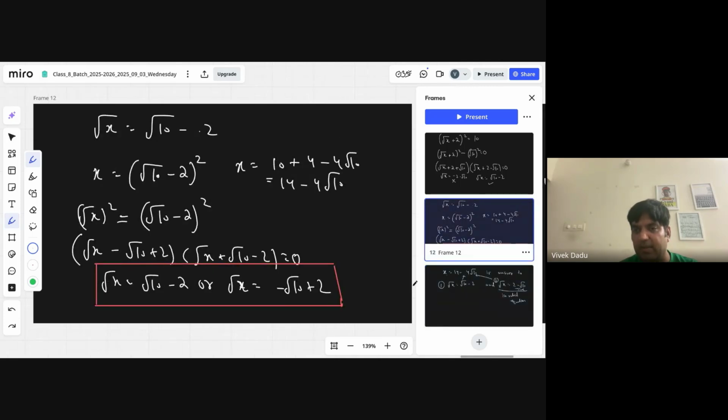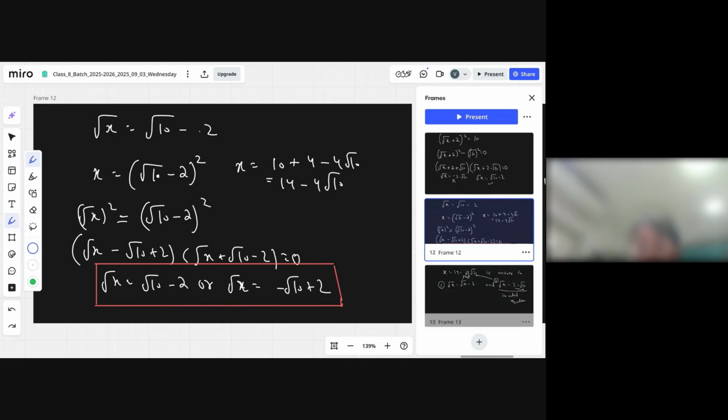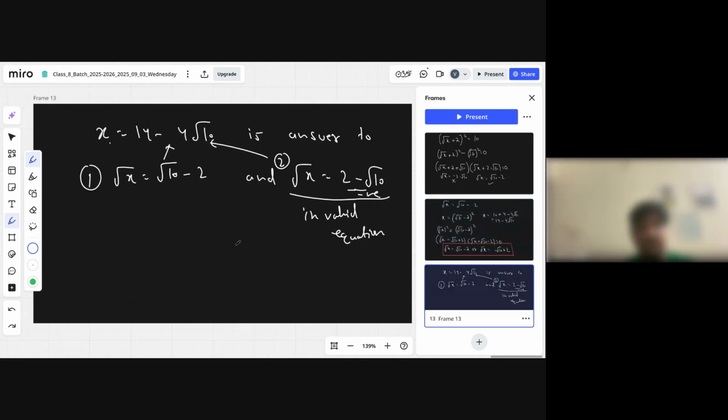Because squaring, you saw the impact of squaring, that it gives you what? They can give two values or degree. But if you verify which value is correct, then you are good.